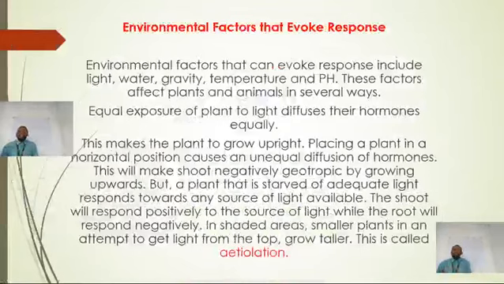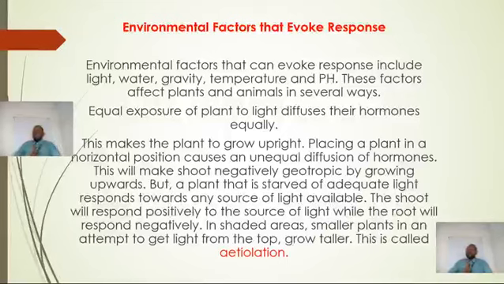Let's look at the environmental factors. This is another topic. I think we've understood the response and the cell reaction and their environment and the three major types of responses. Let's look at this topic, environmental factors that evoke response. Like I said the other time, due to some environmental conditions. We've been mentioning some of them. Examples of the factors that evoke responses are light, water, gravity, temperature, pH.